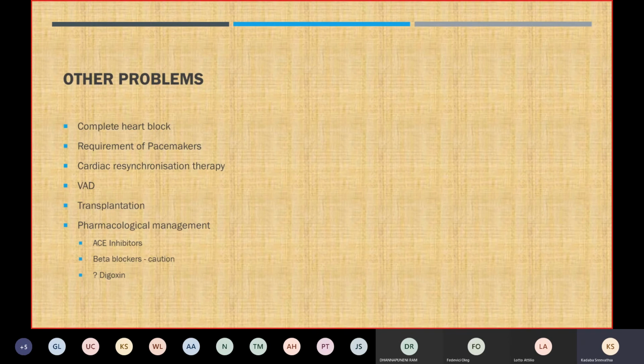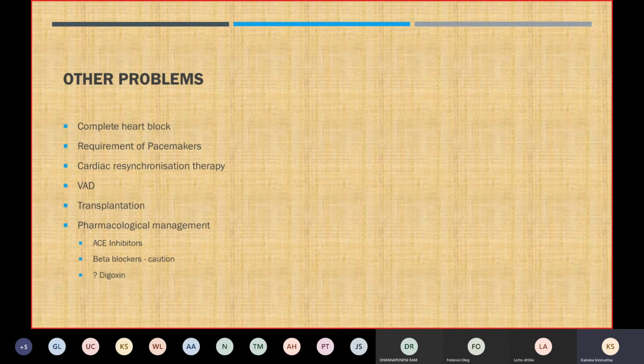Pharmacological management plays a very important role in all these patients. Patients need to be on ACE inhibitors. Due to tachycardias and arrhythmias, they may be on beta blockers, but we need to be cautious because starting beta blockers in these patients can per se precipitate complete heart block. However, this is not something new to congenitally corrected TGA. They again will require pacemakers.